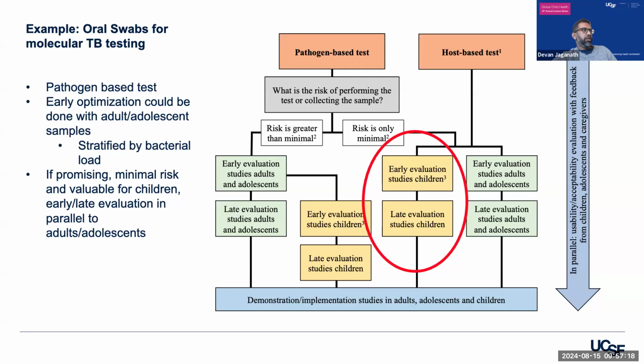And then if it's promising and we go to an evaluation stage, if we go through this algorithm, it's pathogen based, but the oral swab is a very minimal risk and it's easy to collect. And clearly there's a value in children because it would provide a non-invasive way to collect a respiratory specimen. So that's where we'd move down into this category. And this is what we're doing. We're looking at swab tests in parallel to adults and adolescents in our cohorts.